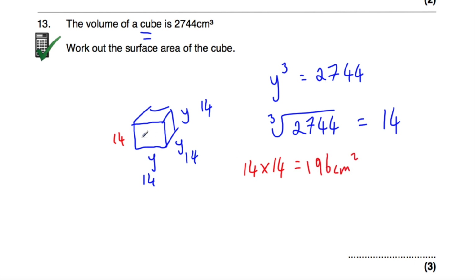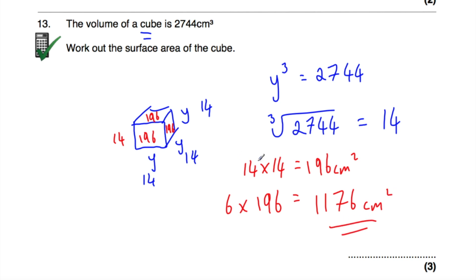So that means the area of the front would be 196, the area of the top would be 196, the area of the right hand side 196 centimeters squared, and then the back, the left side, and the bottom, and so on. So all 6 faces have an area of 196 centimeters squared. So if we do 6 times 196, that's equal to 1,176 centimeters squared, and that would be the total surface area of that cube, 1,176 centimeters squared.